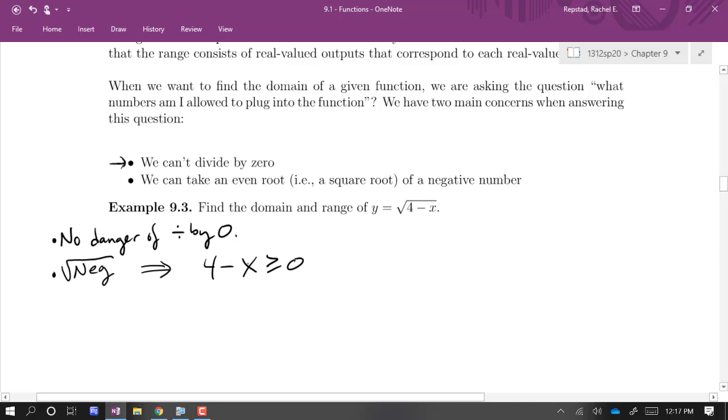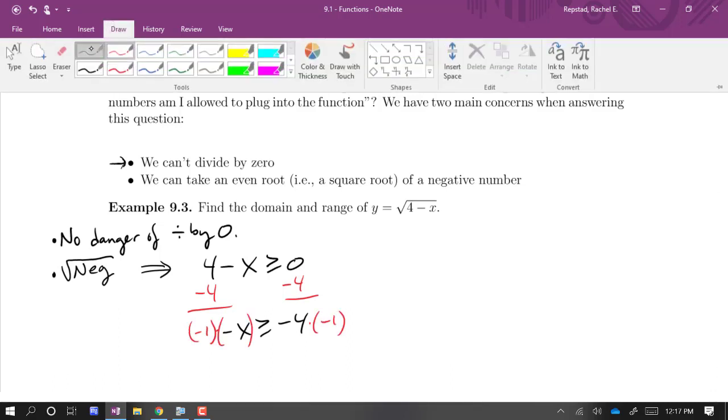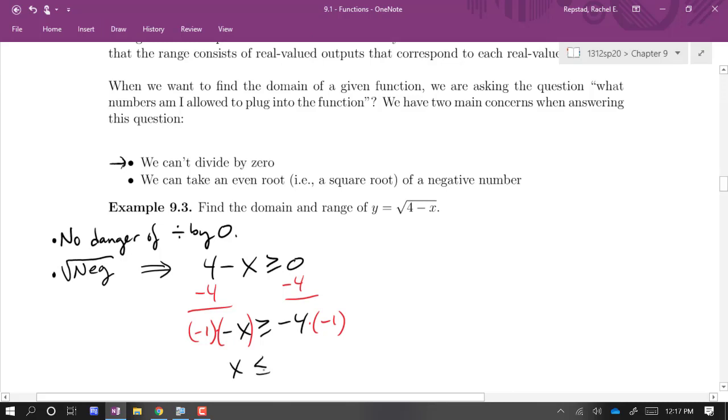So I need this to be greater than or equal to 0, which means I'm going to solve this for x. And when we solve an inequality, we always want to keep x on the left. So I'm going to subtract 4. And we get negative x greater than or equal to negative 4. And then if we multiply both sides by negative 1, we get x is less than or equal to positive 4. Remember from way back in chapter 2, I think, when we were looking at solving inequalities, that if I multiply or divide both sides by a negative, I have to flip that inequality sign.